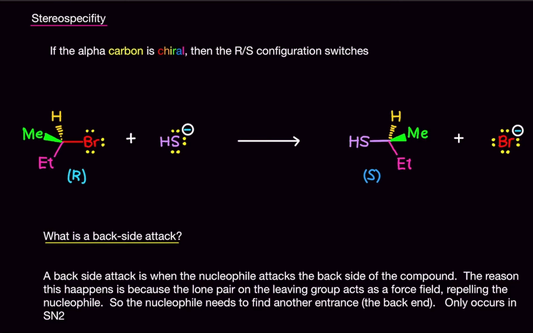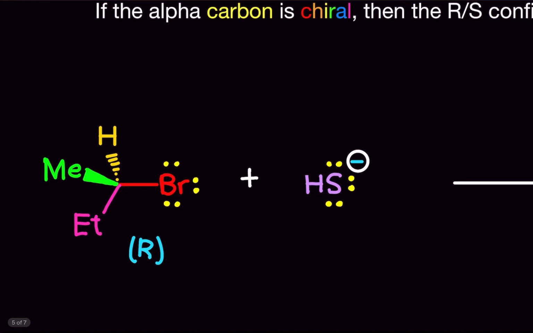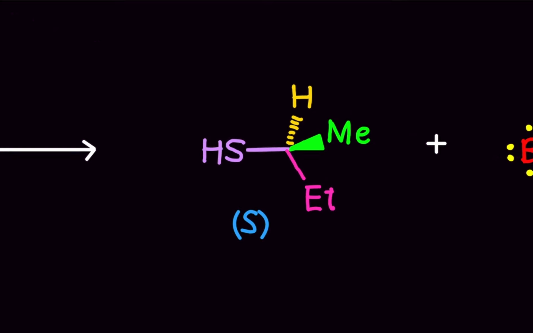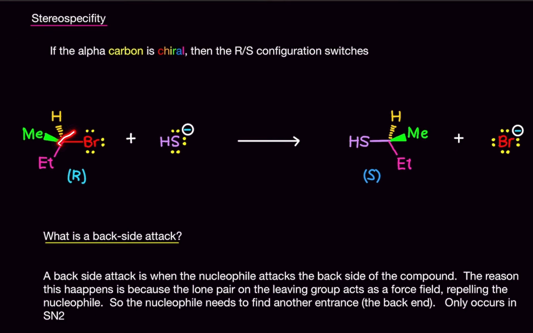All right, let's talk about stereospecificity. If the alpha carbon is chiral, that means that the R and S configuration switch. So remember, whenever there's an alpha carbon that is chiral, we must designate it by default either R or S. I also made a video on R and S configurations, so please look at that if you get a chance. So, for example, if you have an R configuration right here, then we have a nucleophile that would attack, and then what we're left with is an S configuration now. So everything flip-flops, and we basically get a mirror image.